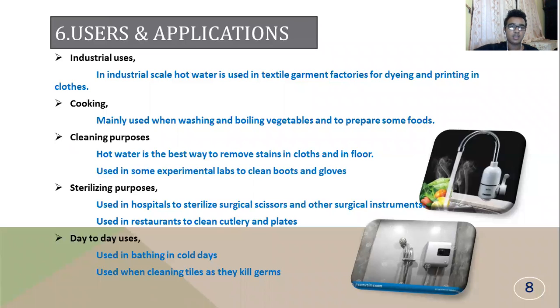When talking about the users in industrial scale, hot water is mainly used in textile garments to dye and to print on clothes, for sterilizing purposes in hospitals, to sterilize surgical scissors and other surgical instruments, and in restaurants to clean cutlery and plates. And the best way to remove the stains in clothes and in floors is the hot water. And hot water is used in experimental labs to clean the boots and gloves.